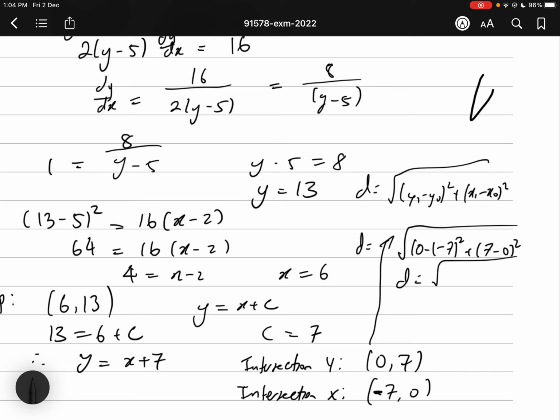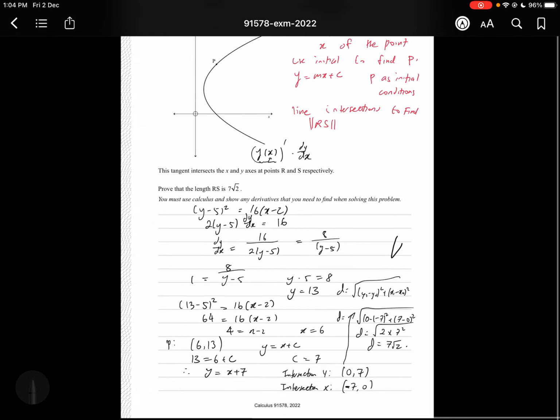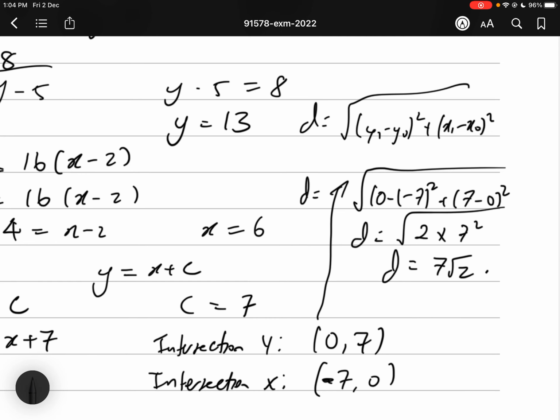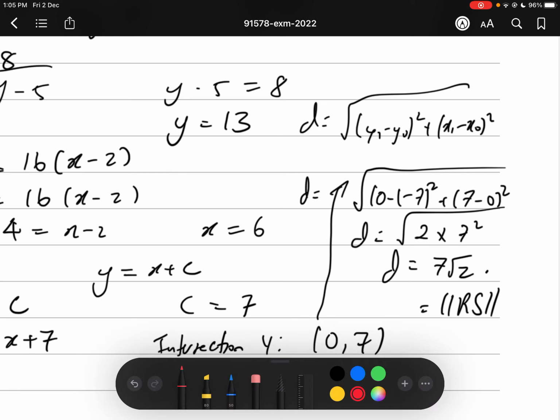Distance equals 7 squared plus 7 squared, which is 2 times 7 squared. And in this case, we can bring out the 7 squared from the square root, so we get d equals 7 root 2. And that is as required for RS, so RS equals 7 root 2, which is exactly what we found. And therefore, we know that we've done this question correctly. So this will be an excellent level question for finding the distance is 7 root 2.